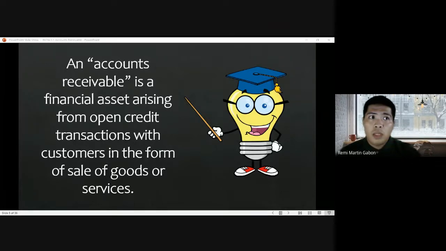So it may be that the customer has cash but it is not enough, so that portion is credited or gagawing utang, or maybe the entire amount of the purchases will be in utang. That is an open credit transaction. Okay? Nagagets ako guys? Kindly raise hand.